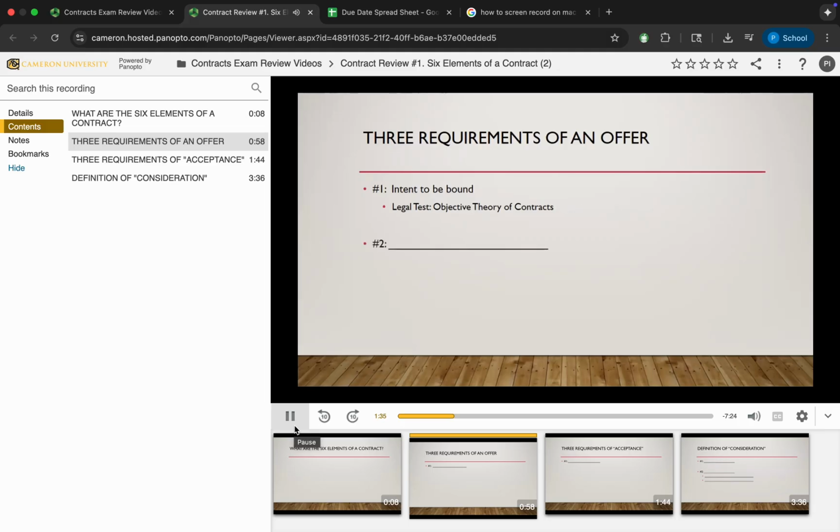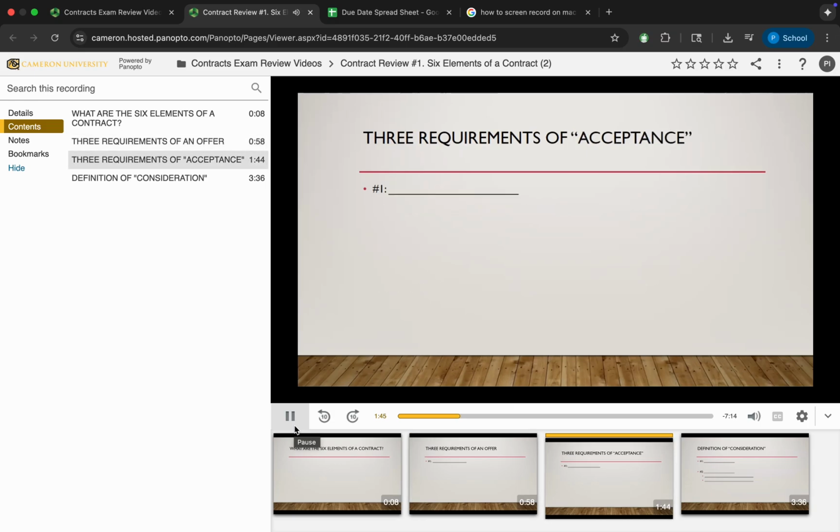The second requirement is that the offer must contain clear and definite terms. And the third requirement is that the offer must be communicated to the offeree. Now we're going to move on to the requirement of acceptance. Once we have an offer, we still don't have a contract. That offer must be accepted, and we need to know how to identify an acceptance. And acceptance also has 3 requirements that pretty closely mirror the requirements of an offer.